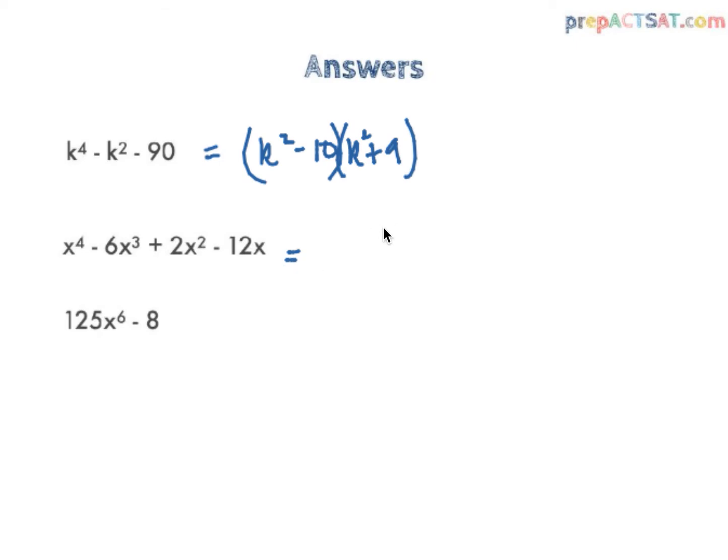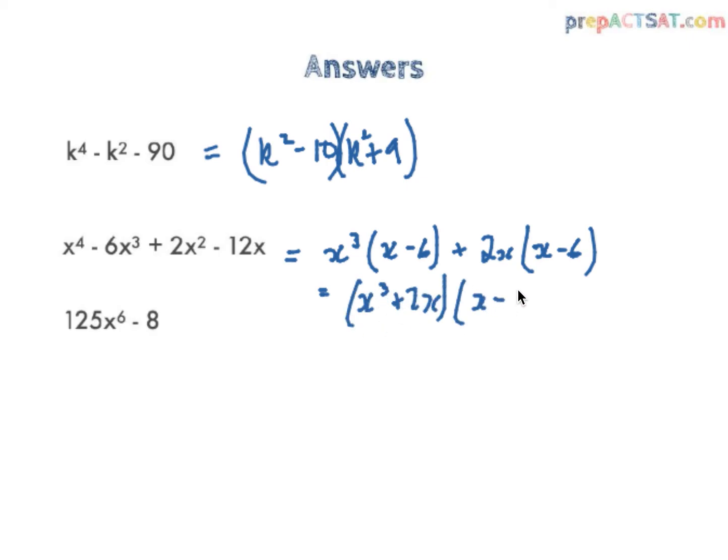This one here, let's do this by grouping again, because I can see if I factor out 2, I'm going to get x minus 6, which is also what I'm going to get from here. So common factor of the first 2 terms is x cubed. That leaves me with x minus 6. Common factor of the second 2 terms is 2x. That leaves me with x minus 6. So I've got x cubed plus 2x, x minus 6, which really is x times x squared plus 2 times x minus 6 if we want to fully factor.